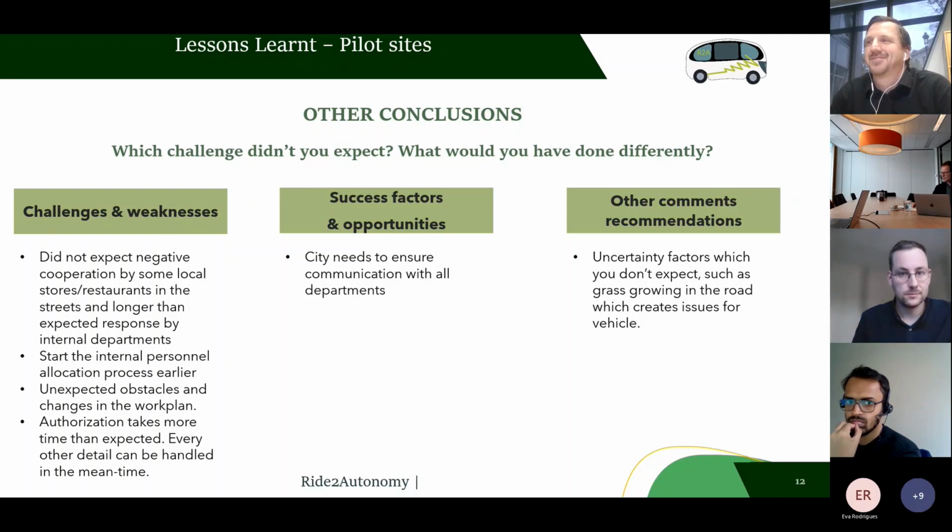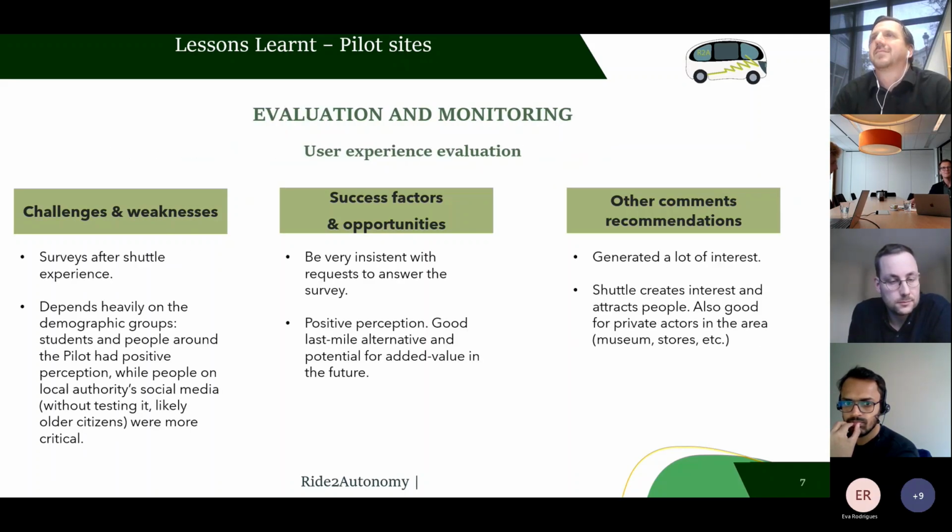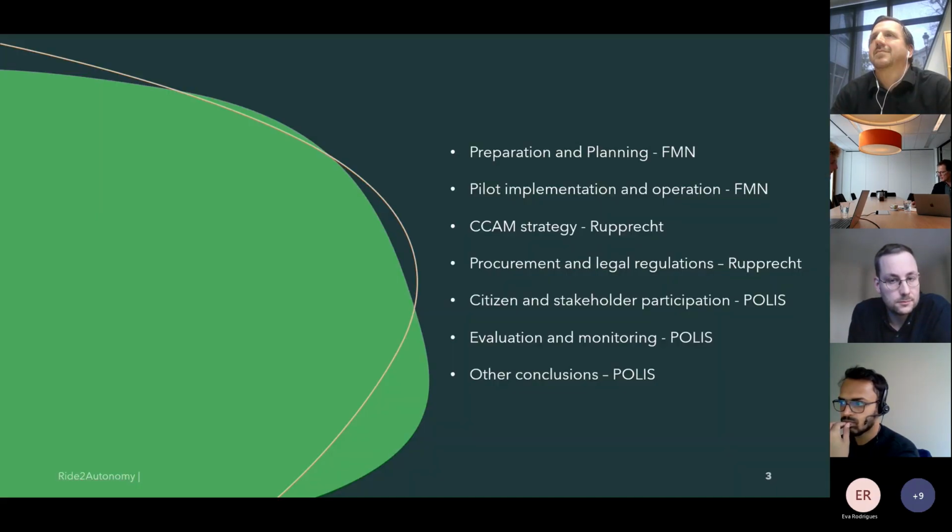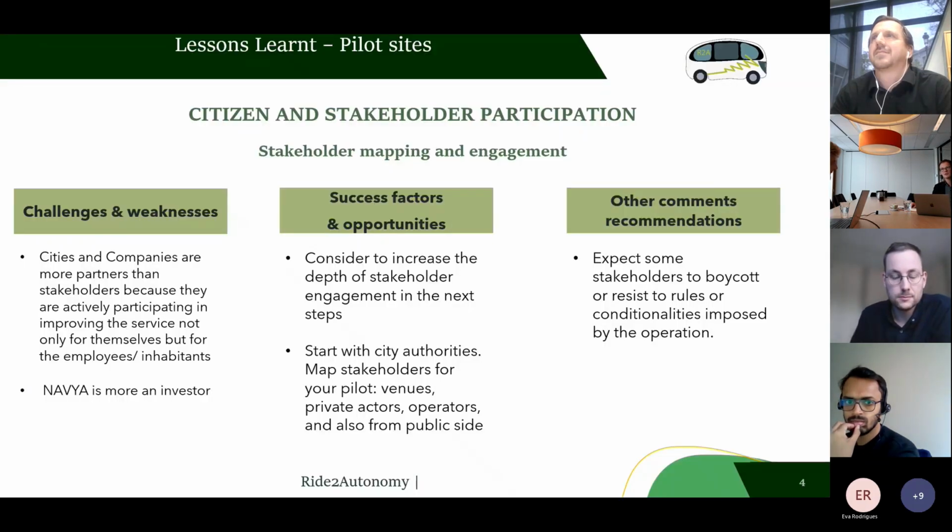Maybe it also relates to another question I had, something that you mentioned before. You mentioned some entities that were in a boycott mode. Can you say something on how to deal with that? Because I think you only made the observation: expect some stakeholders to boycott or resist the rules. But maybe it would be good if we can have some ideas on how to deal with that from the experiences that we have over the different pilots. Can you say something on that?